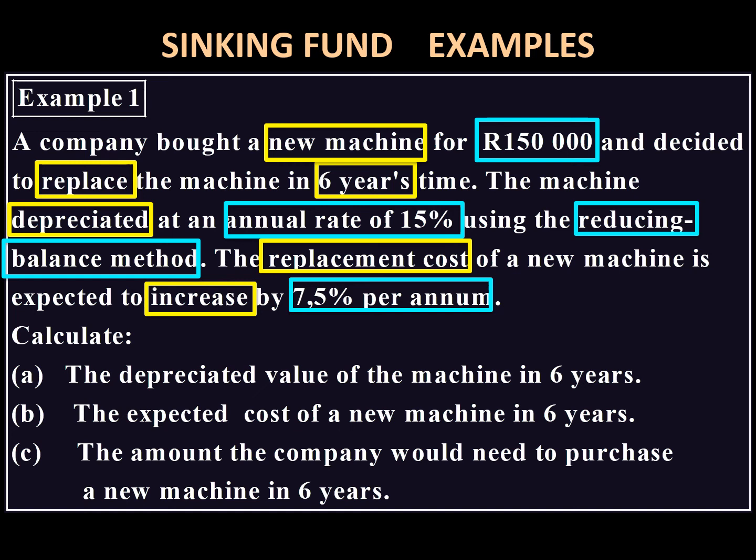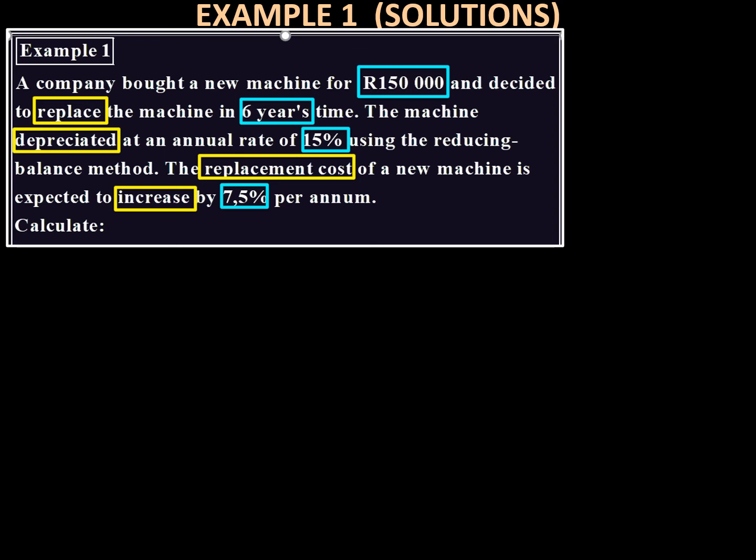And for the reducing balance, be careful that you don't mix up the two percentages. The 15% is for the reducing balance. The 7.5% is for the increase or the inflation. In the next slide, we'll look at the solution, but it's important that you highlight the important parts and try to understand your question. You don't have to read everything there. You can see I sometimes skip a number of words because I'm focusing on the more important ones. Now let's look at the solution of the example.